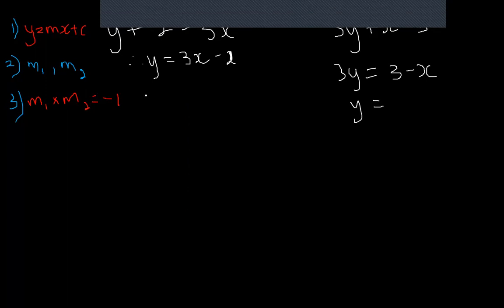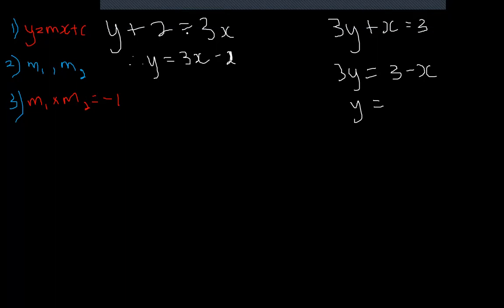Right. So this is the first equation in the form y is equal to mx plus c. y plus 2 equals 3x becomes y equals 3x minus 2 because we minus 2 on both sides. Now onto this one, 3y plus x is equal to 3. So 3y is equal to 3 minus x, because we minus x on both sides. Now we have to divide by 3, so it's 3 minus x on 3.